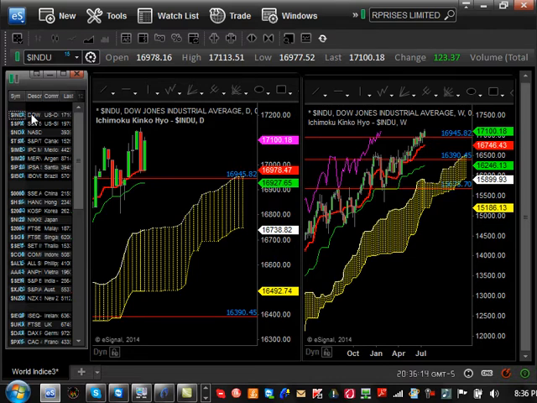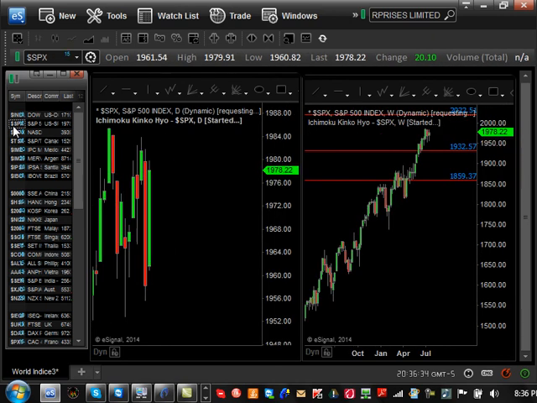We broke the minor resistance level, which we're kind of consolidating a little around here, was around 16,954. We broke that three weeks ago, and then we continued to keep on making new highs, believe it or not, throughout the week. So this is still going on very strong. Everything looks strong for the U.S. market moving forward, especially for the Dow.